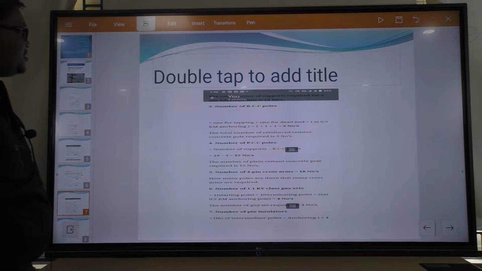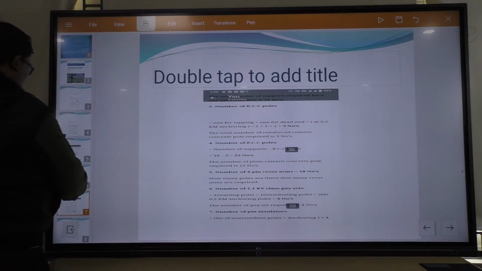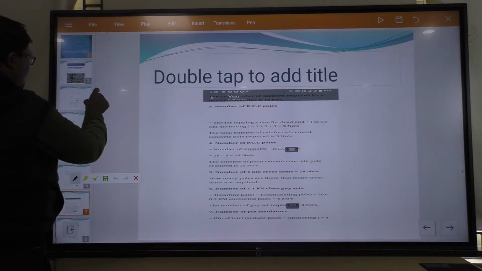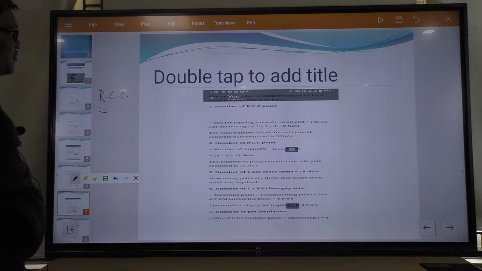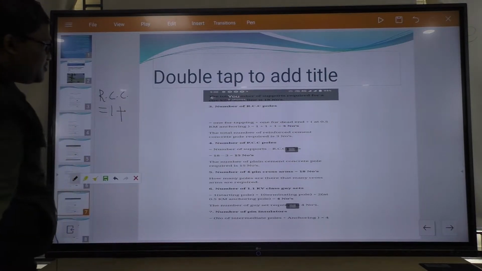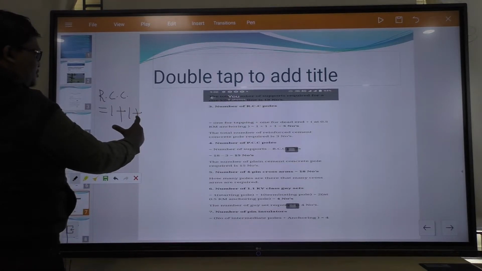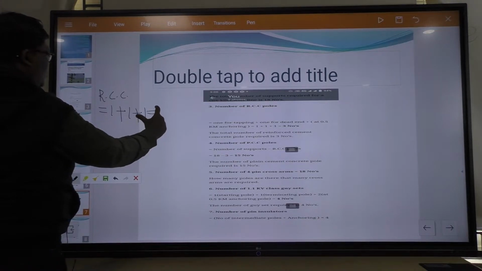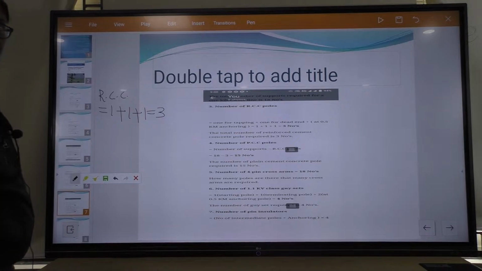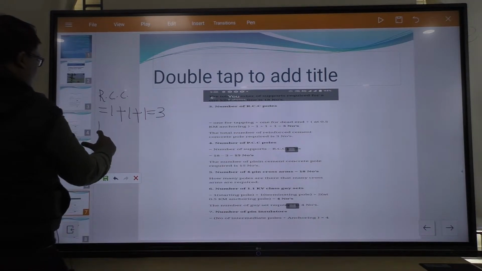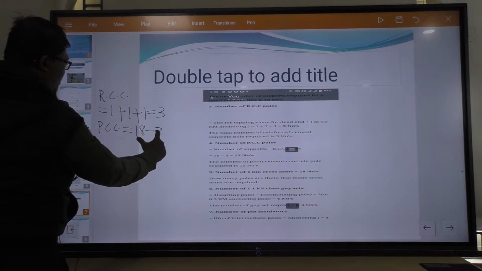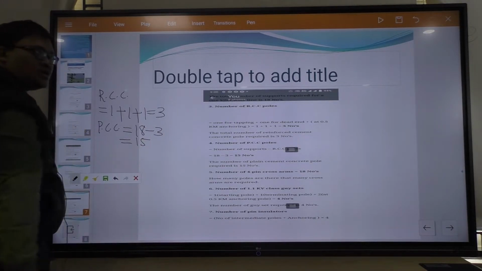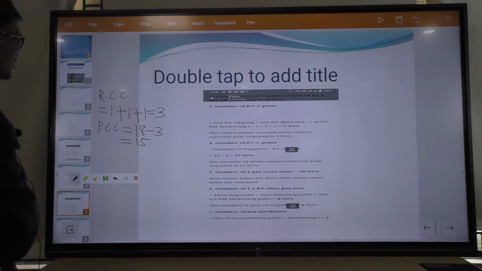Next, number of RCC poles. So RCC poles will be one for tapping, that is one tapping point, one for dead end, one for anchoring, suppose at 0.5 kilometer. So total number of RCC poles required is 3. So number of PCC poles required is equal to total number of structures 18 minus 3 RCC poles, that is equal to 15 numbers.